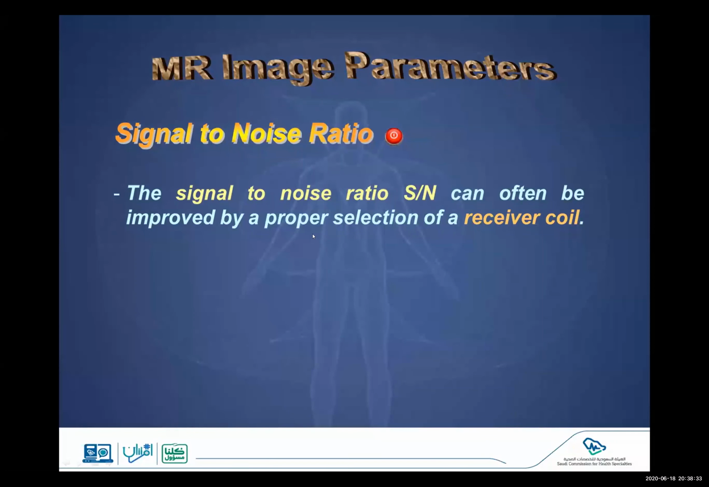So the signal to noise ratio can often be improved by a proper selection of a receiver coil. Now we will go through the journey of signal to noise ratio, to see how we can optimize the signal to noise ratio.